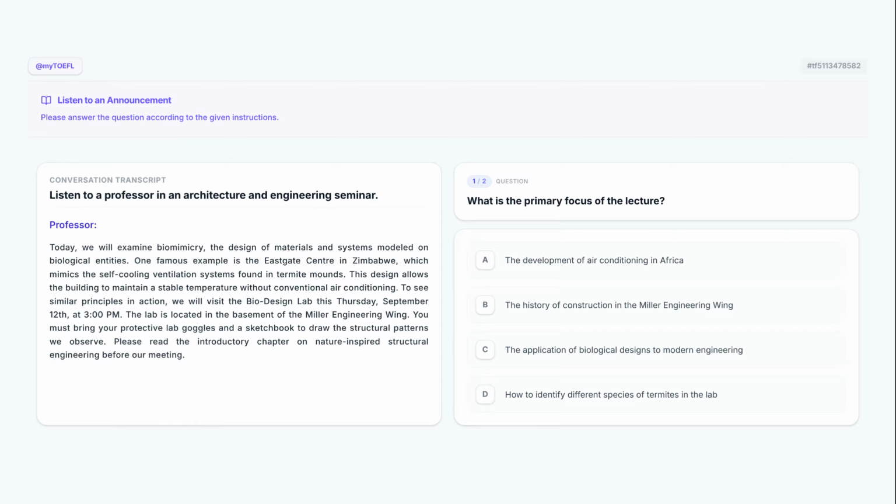Get ready to listen to an academic announcement. Focus on the main topic being introduced and any specific requirements the speaker mentions for the students.